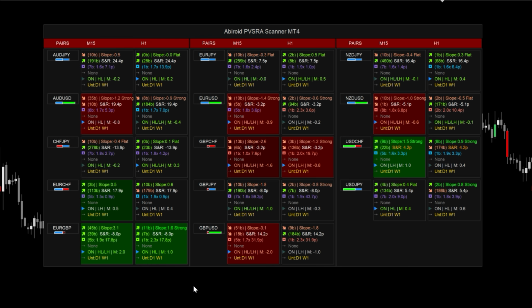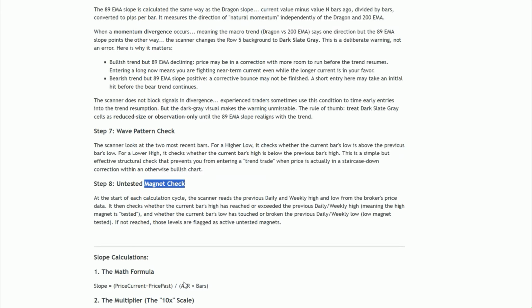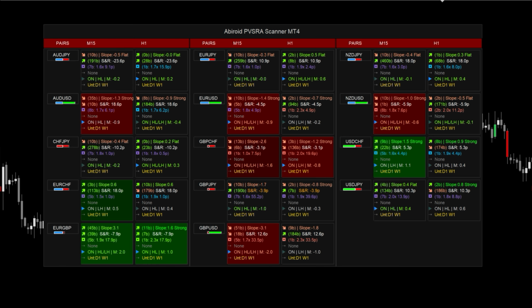And the final line, this one, D1 and W1, these are the daily and weekly pivot levels, basically the high levels, and it will check for those important magnet levels. So price quite often goes to the previous daily and weekly highs and lows. Now, if price has actually gone to that daily or weekly high, it has tested that, then those will be flagged as already tested levels. And if price has not yet reached those levels, then those will be marked as untested magnet levels. All of these are still golden, which means that price has not yet tested those levels.